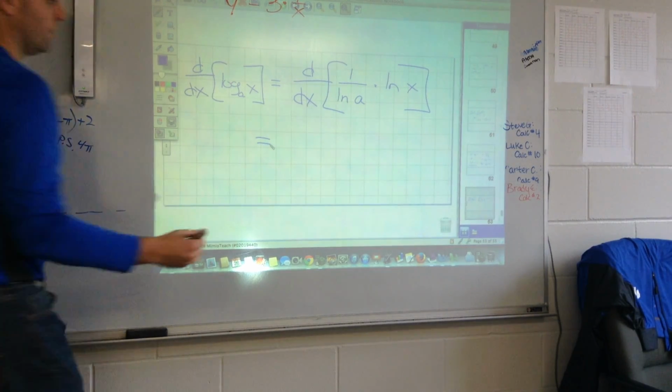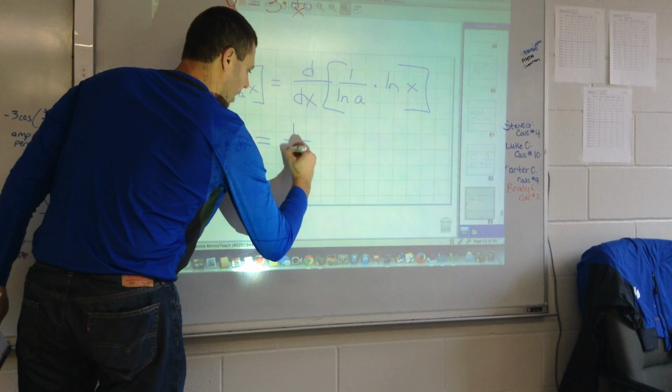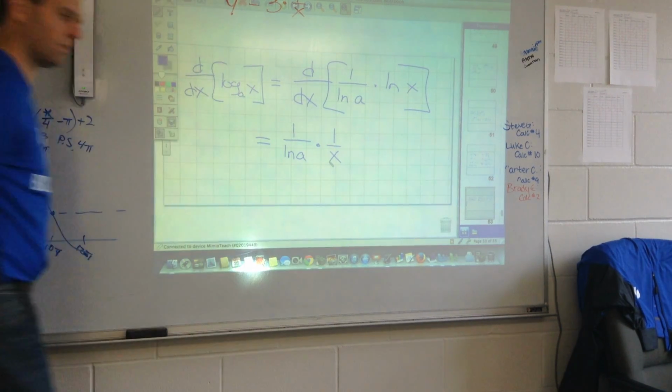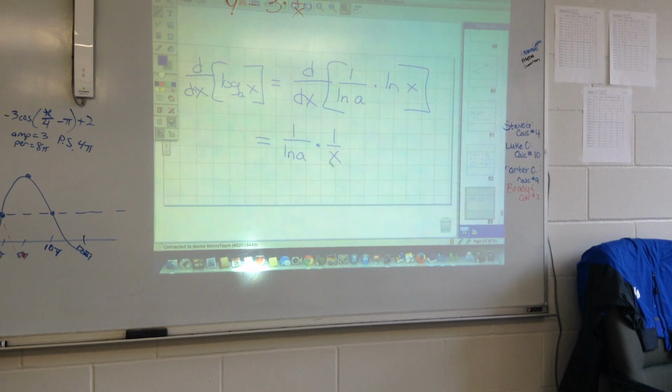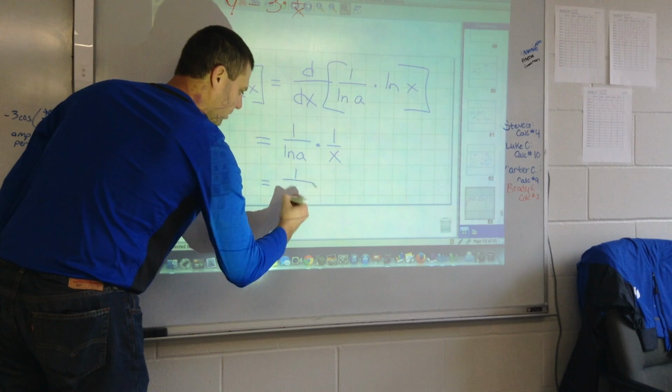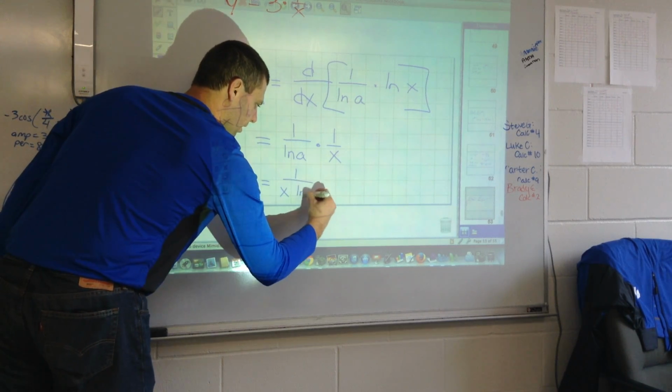So your derivative will be 1 over ln of a times 1 over x, which simplifies pretty nicely to 1 over, I'm going to put the x in the front, x ln a.